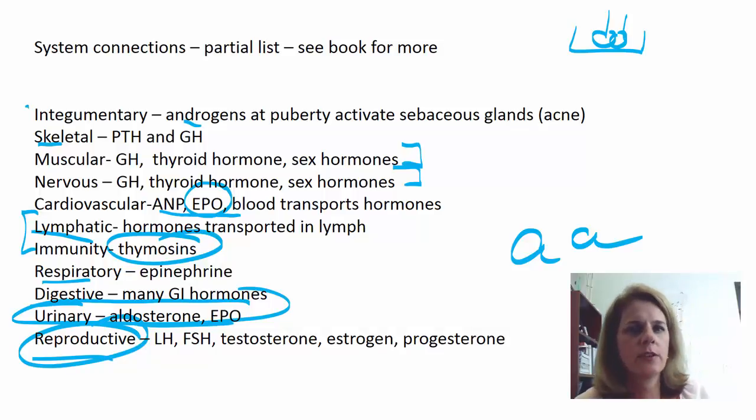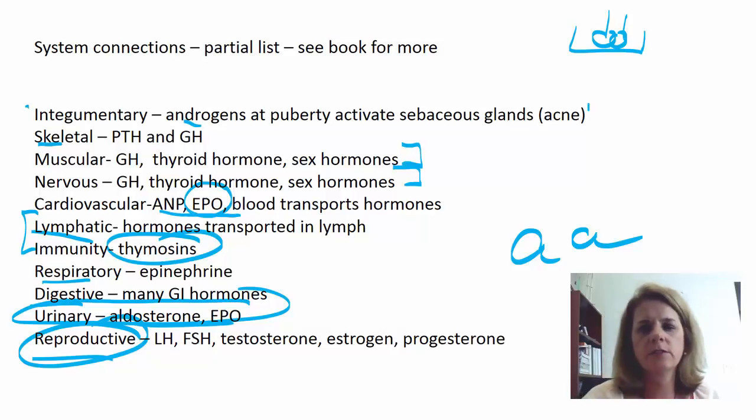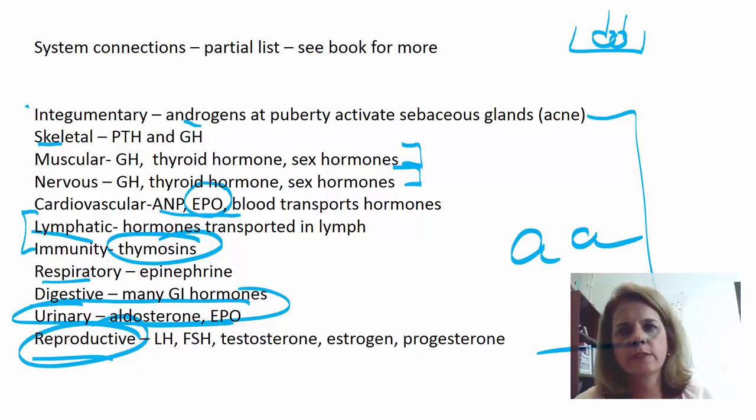You've probably noticed my system connections questions are usually not that difficult. I just really want you to start thinking about how all of these systems work, because we are not independent organ systems. Everything has to interact to maintain homeostasis. So just play around a little bit with your different organ systems and try to connect them all together. All right, so I did a little more detail than I usually do because the endocrine system is so complex.